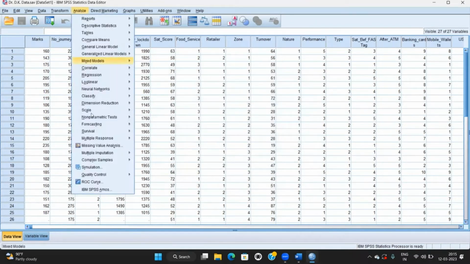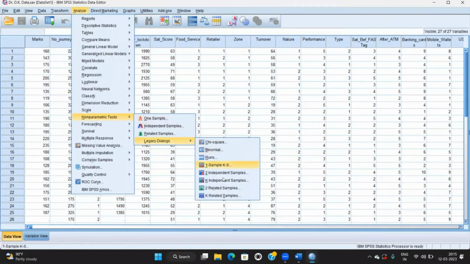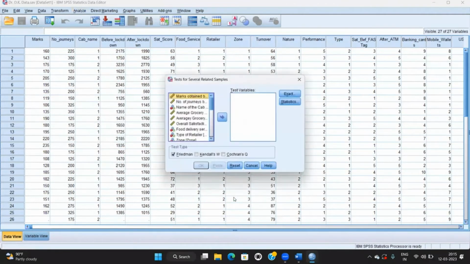Let me repeat once again. Analyze, non-parametric tests, legacy dialogs, K-related samples. See here, we are selecting all the digital payment methods at once, or each one may be selected like this.